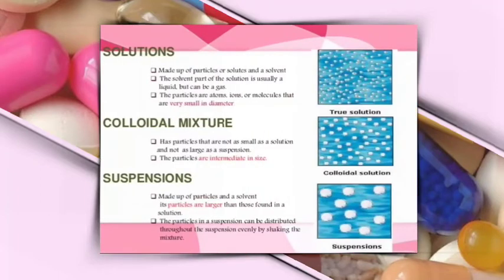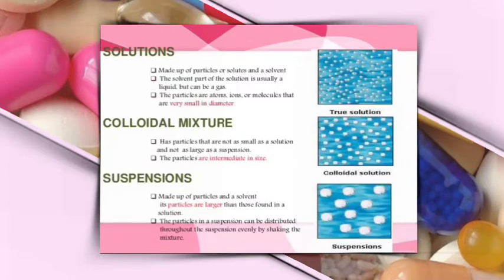A solution is made up of a solute and a solvent. The solvent part of the solution is usually a liquid but can be a gas. The particles are atoms, ions or molecules that are very small in diameter. A colloidal mixture has particles that are not as small as a solution and not as large as a suspension. The particles are intermediate in size.